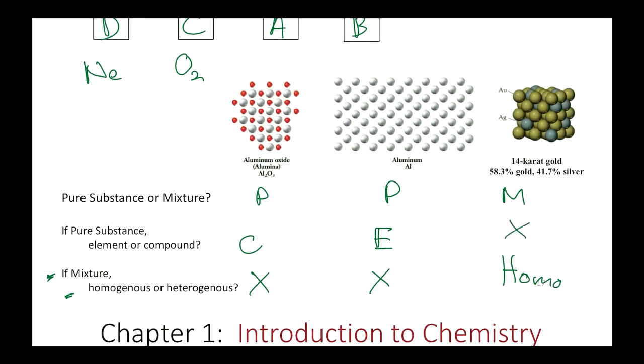All right? Okay. And so I just want to point out the big difference between aluminum oxide and the gold, why 14 karat gold is a mixture. Is this gold silver analysis a formula? No, it's percentages. I'm just telling you I threw in this much gold, this much silver. So that is just a mixture. They're not actually chemically combined.